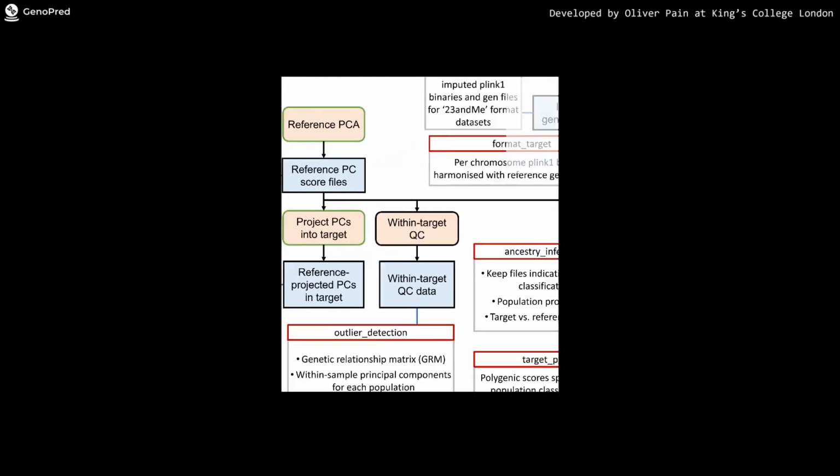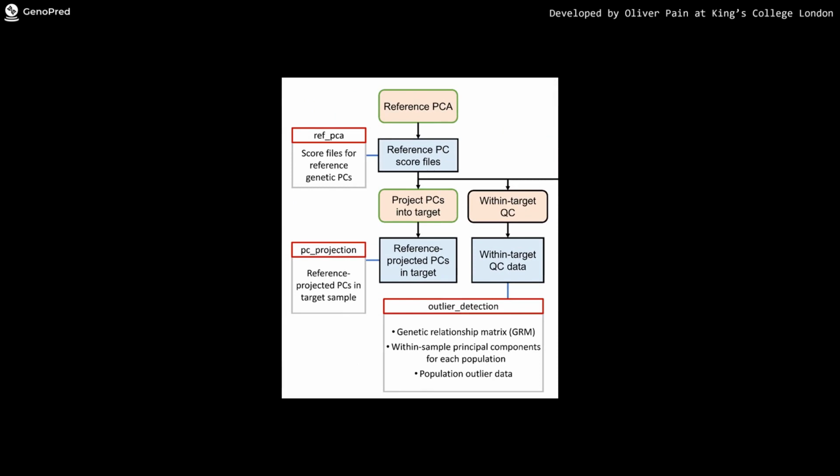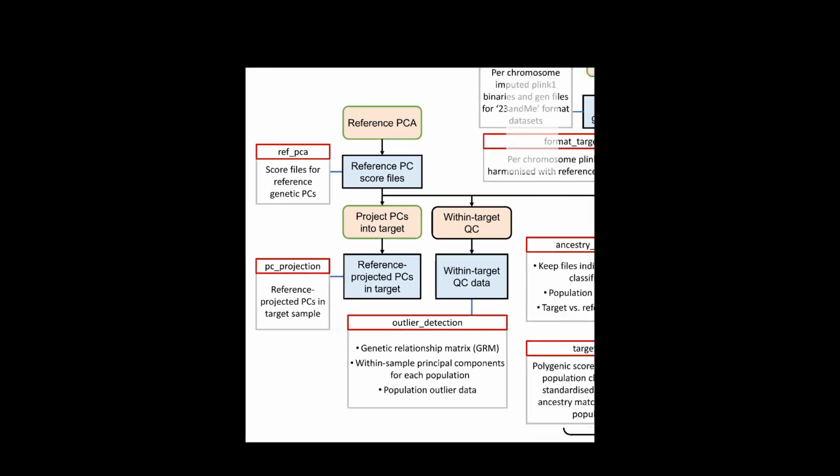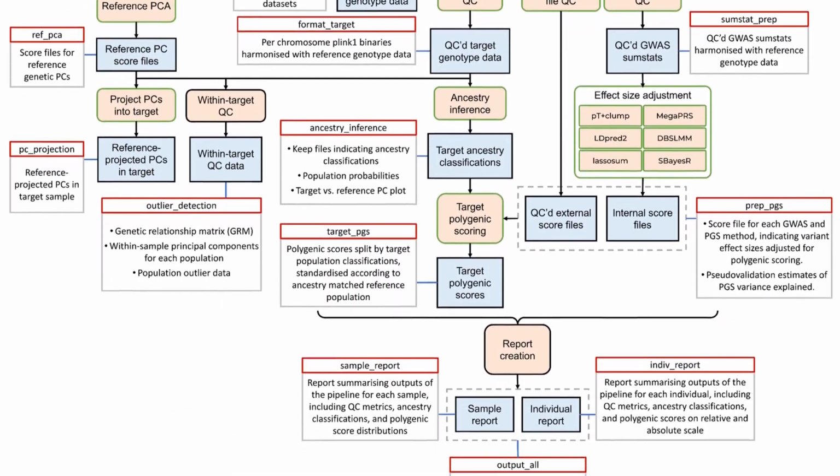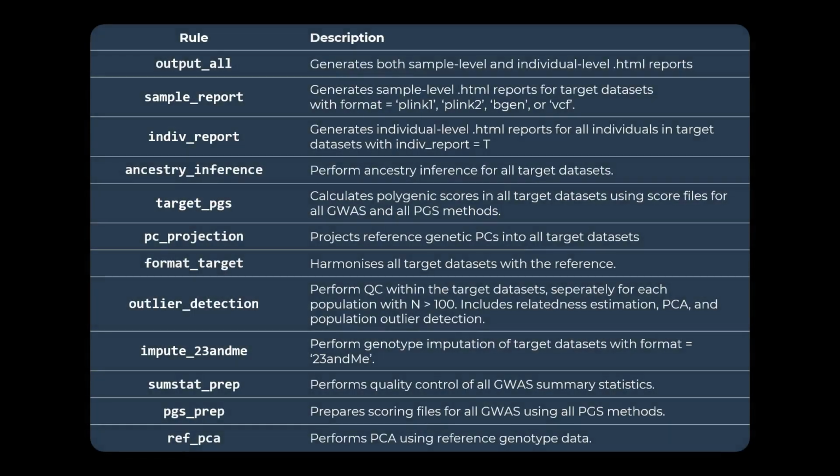The only parts of the pipeline that are not executed by the output all rule are principal components analysis in the reference data, projection of those reference derived principal components into target datasets, and within target quality control. The within target quality control can be particularly useful if you want to estimate relatedness within the target sample, generate target sample specific principal components, or remove population outliers within the target sample. Have a look at the figure or the table below to see the various rules and what they return.